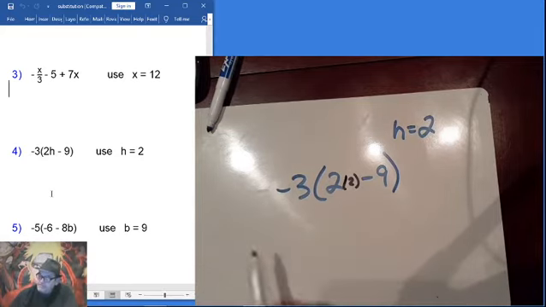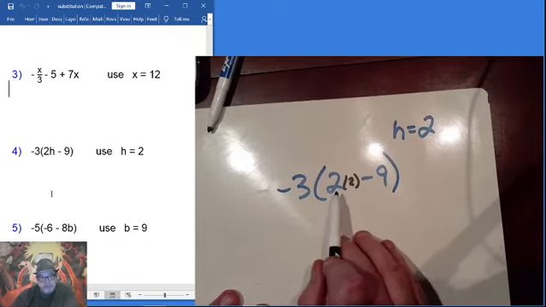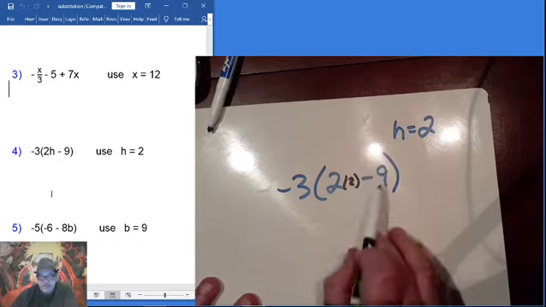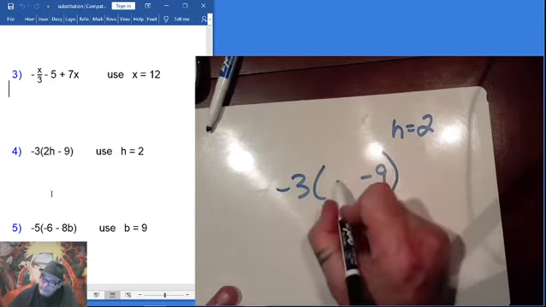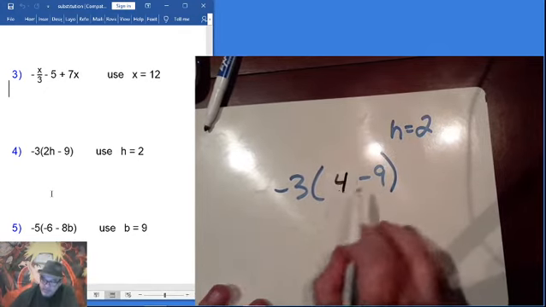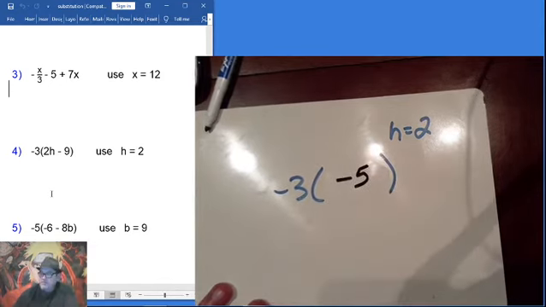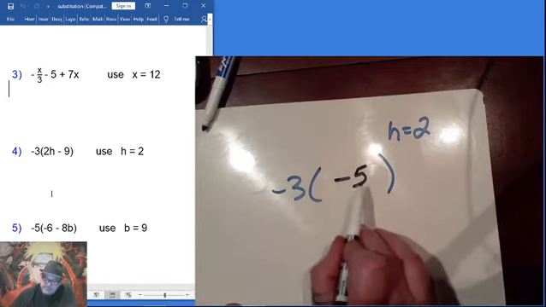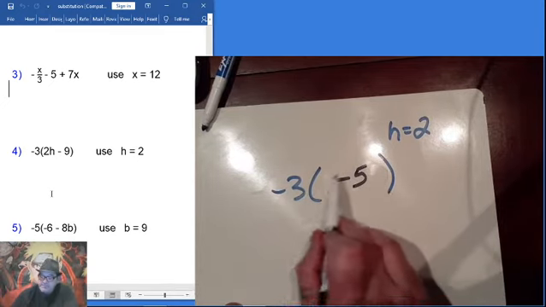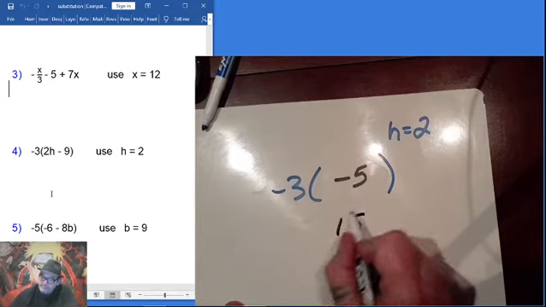Follow PEMDAS. So parentheses first, and inside the parentheses we do multiplying first. So PEMDAS applies to inside the parentheses as well. So 2 times 2 is 4. Now I can subtract 4 minus 9, which is negative 5. So I've done my parentheses. There's no exponents here. Now multiply, divide. Well, this is multiply. Negative 3 times whatever's in here, which is negative 5. And we know a negative times a negative equals a positive, and 3 times 5 is 15.